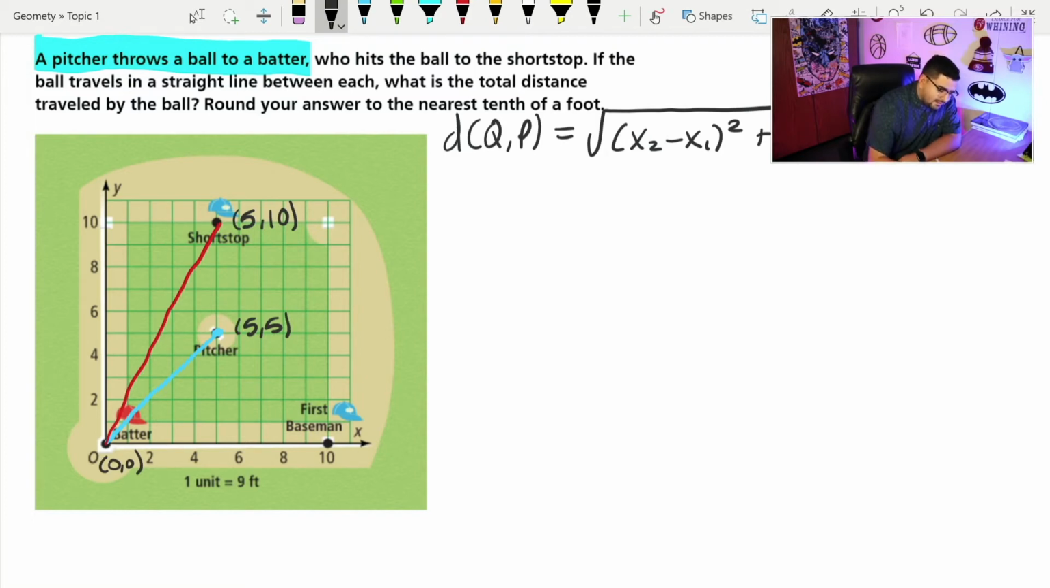All right. So now we're going to use the distance formula twice in this scenario. Once to find the distance that it went between the pitcher and the batter, and then from the batter to the shortstop.